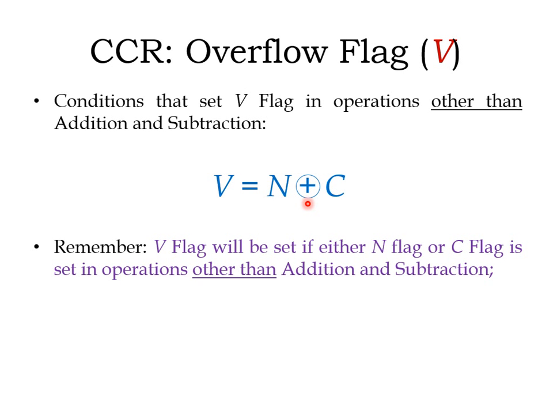That means if anytime you are dealing with an instruction which is not an addition, not a subtraction, but something else, then if you find out that your C flag is set but N flag is not, then the V flag will automatically be set. Or if you find out that the N flag is set but the C flag is not, then the V flag is automatically set. You see what I'm saying? This is for every other instruction where there is no addition and subtraction but the V flag is affected. Okay? So be careful about this one.